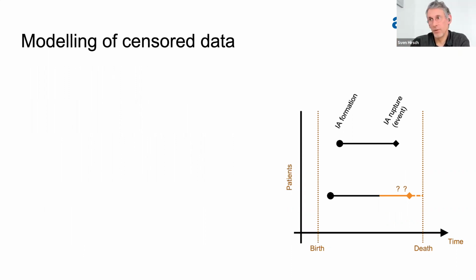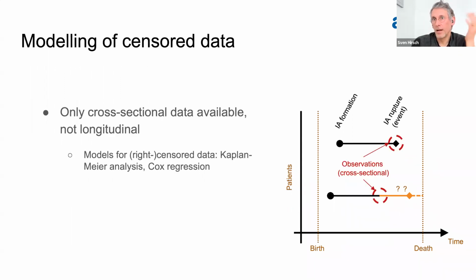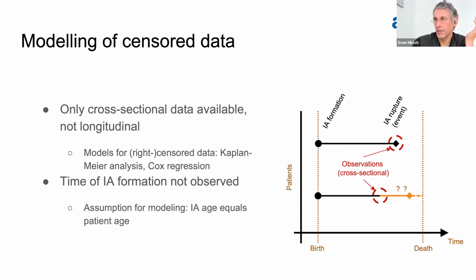And also we have no information when the aneurysm formed. So what we did, we made a simplified analysis or assumption that simply the age of the person represents the age of the aneurysm. So we basically do as if the aneurysm was developing since birth, which is wrong, but you will see that it's quite useful that we do that.